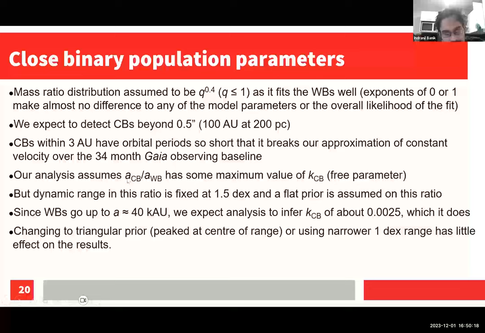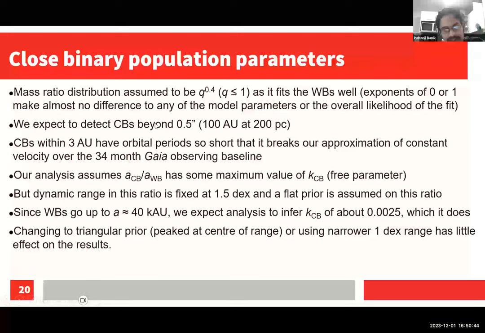We assume some ratio of a closed binary divided by a wide binary. We assume it has some maximum value, and we allow a 1.5 dex range in this ratio. The reason why we're allowing a 1.5 dex range is because we're expecting a range from about 3 AU to about 100 AU.